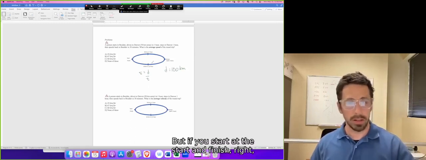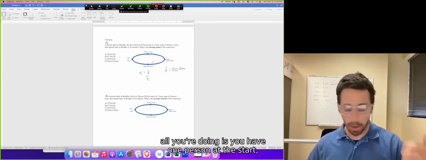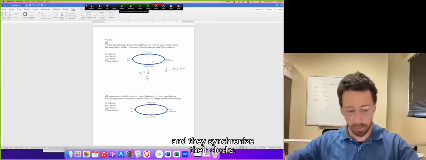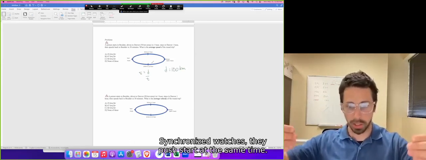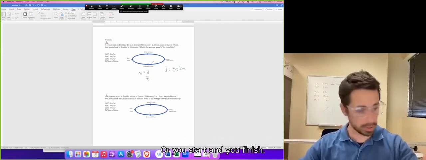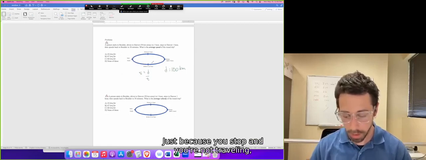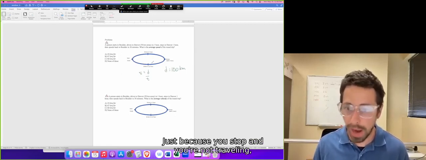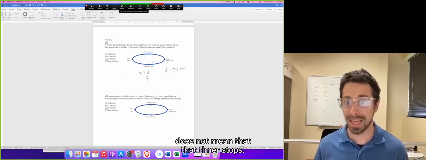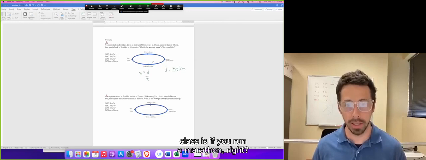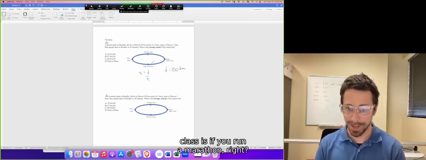But if you start at the start and finish, right, all you're doing is you have one person at the start, one person at the finish, and they synchronize their clocks, synchronize their watches. They push start at the same time. They push end at the same time, right? Or you start and you finish. Just because you stop and you're not traveling does not mean that that timer stops, right? The best example I like to give in class is if you run a marathon, right?